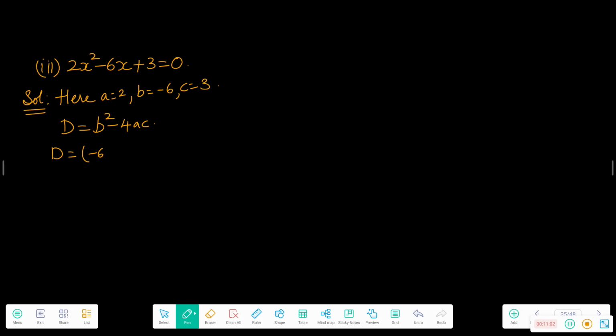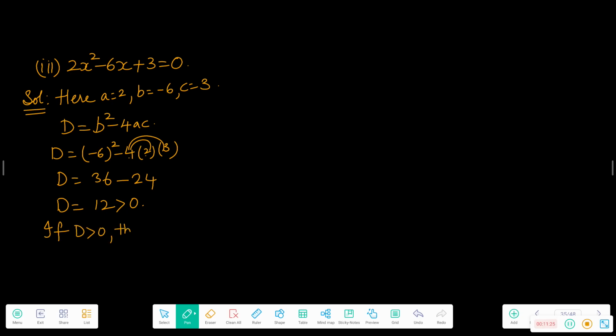So d is equal to minus 6 square minus 4 into 2 into 3. So d value is 6 square is 36 minus 4 2s are 8, 8 3s are 24. So d value is equal to 12. So 12 is greater than 0. If d is greater than 0, then the roots are real and distinct.